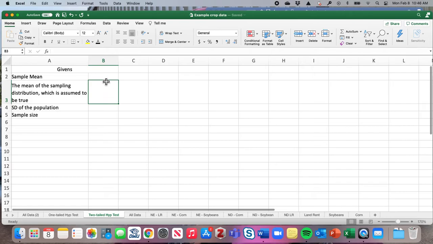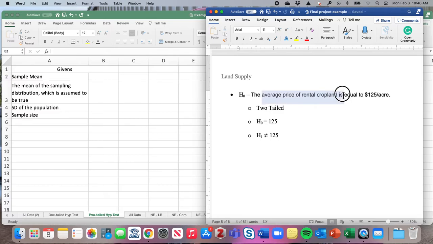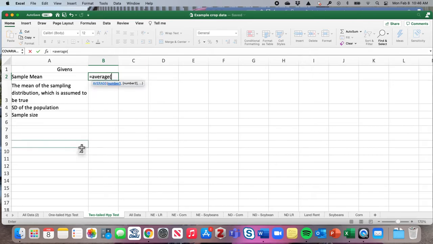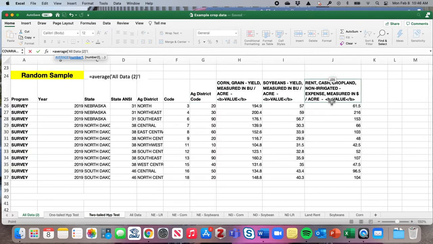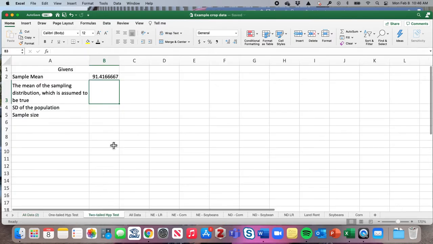So for starters, the sample mean, we have to calculate that. We are obviously looking at average price of rental cropland. So equals average. And I want cropland of my sample, so I'm looking at the random sample, as you can see. I want the average of these data points. Close up my parentheses, and we end up with 91.41. If you don't like going back and forth between pages like that, you can always do all of this on one. I just wanted to show you what it looks like.